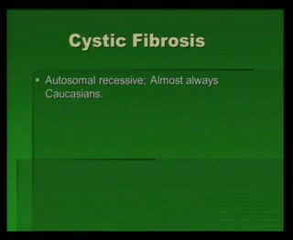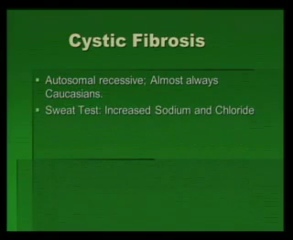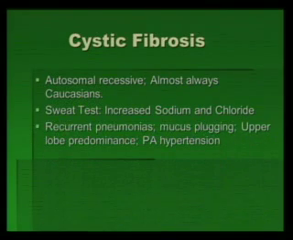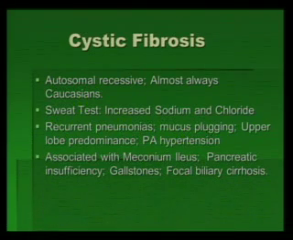Cystic fibrosis, autosomal recessive, almost always in Caucasians, but they can be seen in patients of mixed descent. They do the sweat test, which will show increased sodium and chloride. They get recurrent pneumonias, mucus plugging. We talked about upper lobe predominance. They get pulmonary arterial hypertension. It's associated with meconium ileus.